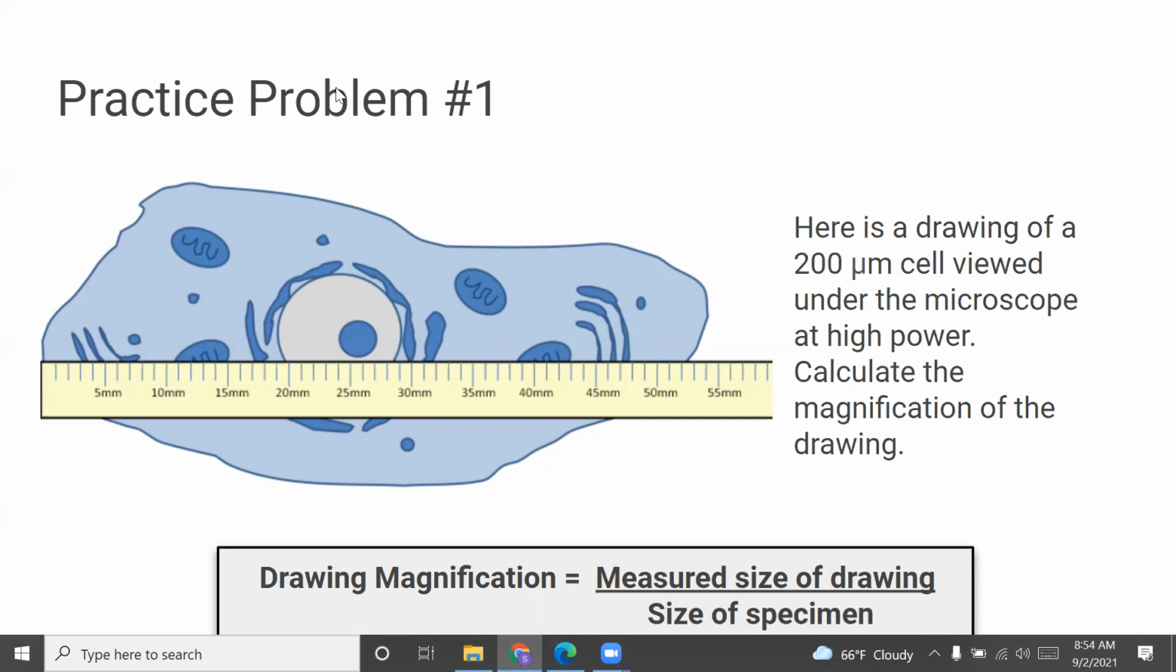But it is saying that we want our answer in... Okay. This could be a tricky part. It's telling us that our organism is in micrometers. What is our ruler in? Millimeters. You always need to make sure you're working with the same units, right? So first thing we need to do is figure out how many micrometers is the drawing.